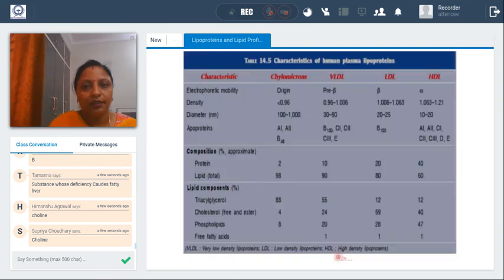So, these are the lipoproteins, characteristics of plasma lipoprotein. You can see here chylomicron at the origin, pre-beta VLDL, beta LDL, alpha HDL, density, diameter, apoprotein. You can see here B48, VLDL B100, LDL B100, and ApoA. Protein is highest in HDL, lipid highest in chylomicron, TG highest in chylomicron, lowest phospholipid in chylomicron, highest phospholipid in HDL.